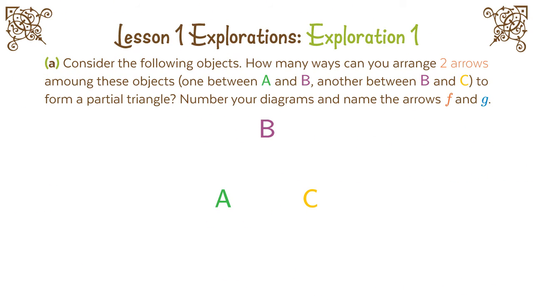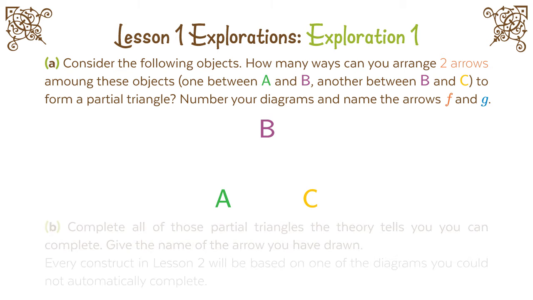Aspiration 1 asks you to consider the following objects. How many ways can you arrange two arrows among these objects, one between A and B and another between B and C, to form a partial triangle? Number your diagrams and name the arrows F and G.